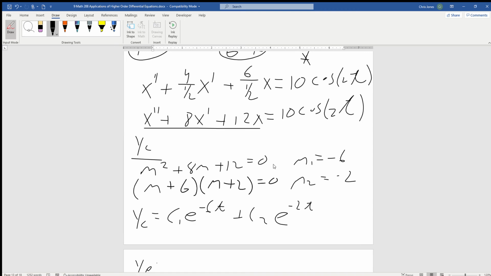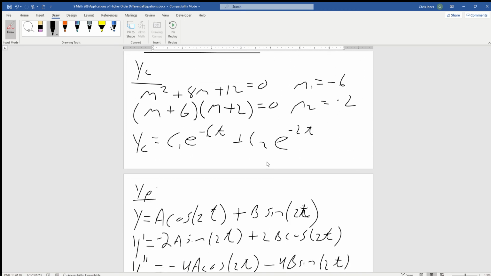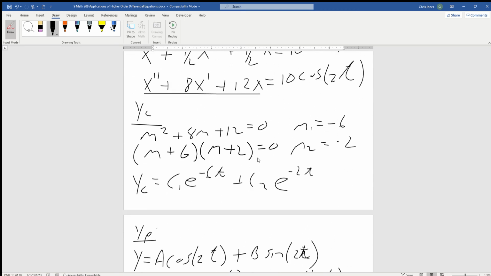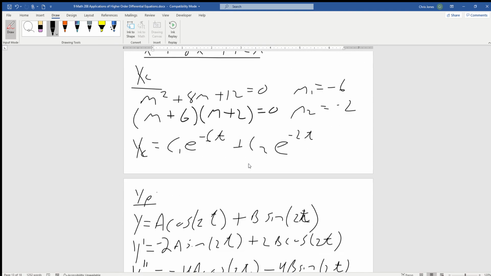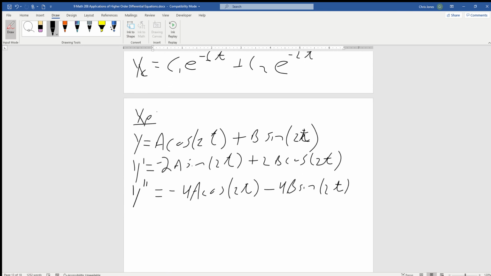I probably should have named them x instead of y's because we're not dealing with anything with a y in here. So for nomenclature's sake, let me name everything x instead. It's a small error, but nonetheless, let's make sure we're consistent.